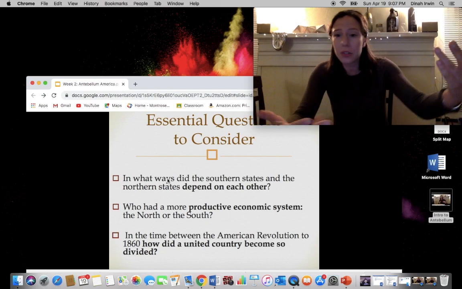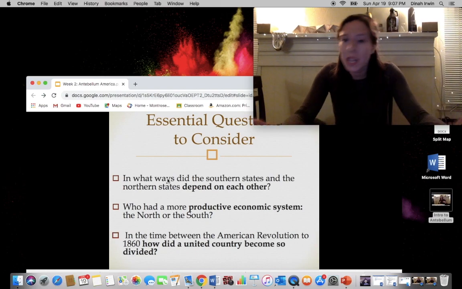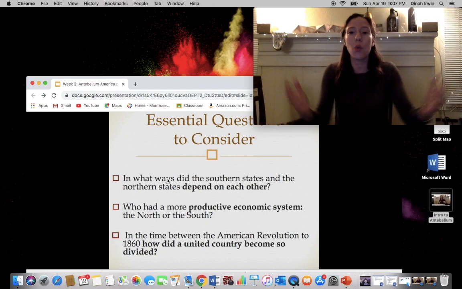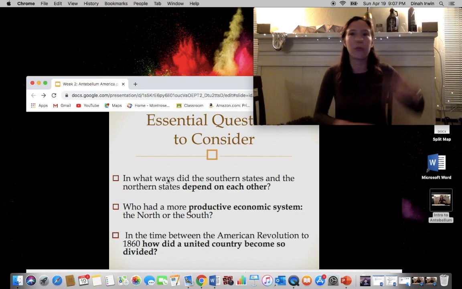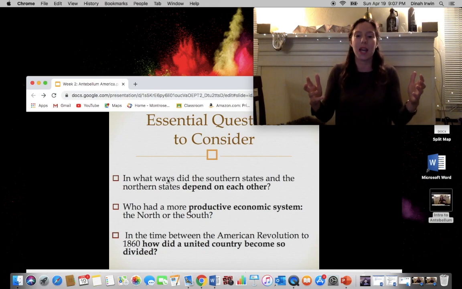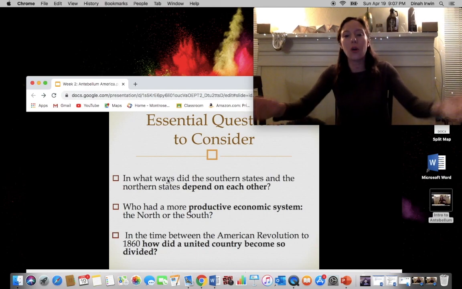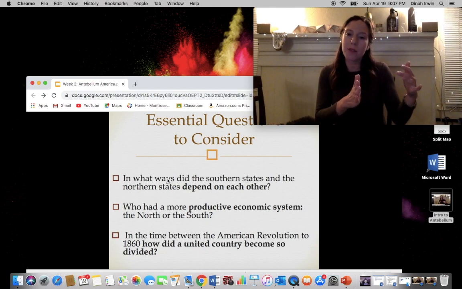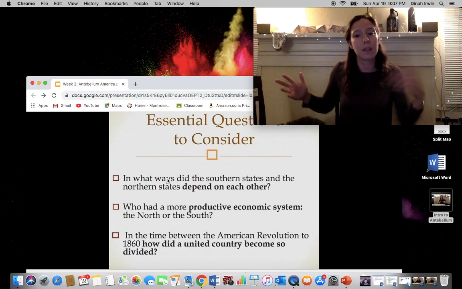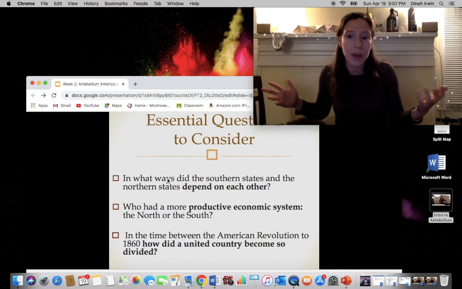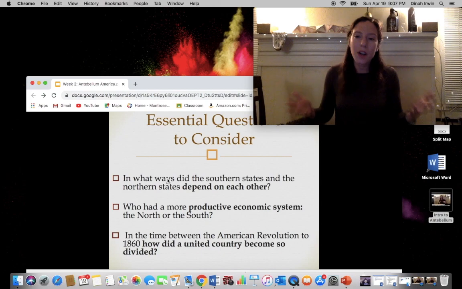It's gonna be brother versus brother, fighting, killing. It's gonna be horrible. And so, we came together as colonists to form this new country, to be free. And by the time we get to 1860, we're fighting a war against each other. So in the time between the American Revolution, the 1770s, up to 1860, how did our country become so divided?